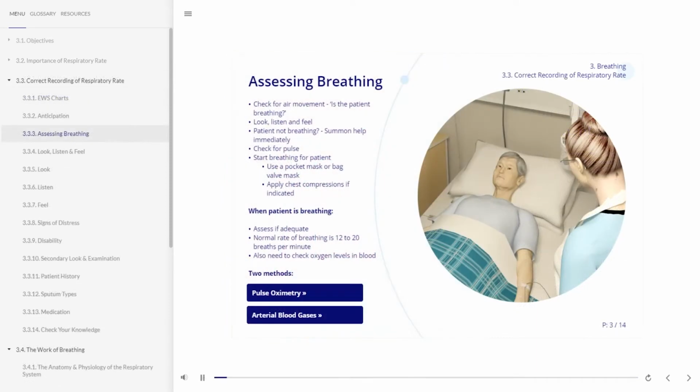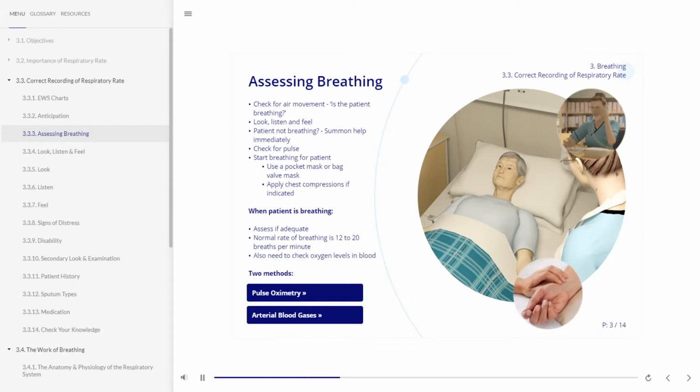When assessing breathing, the first thing to check is for air movement. Is the patient breathing? Do this by look, listen and feel, which will be explained shortly. If the patient is not breathing, summon help immediately. Check to see if the patient has a pulse, and then start breathing for the patient using either a pocket mask or bag valve mask, along with chest compressions if they are indicated.